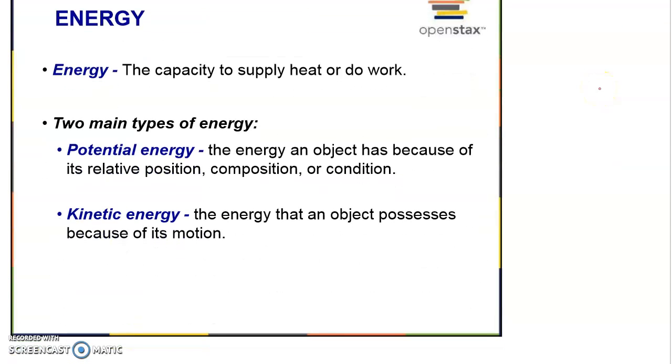Energy is the capacity to supply heat or do work. There are many different types of energies. For example, potential energy, kinetic energy, electric energy, nuclear energy, mechanical energy, and thermal energy. So what you have already seen may be potential energy and kinetic energy. Those are the ones that usually people learn from their beginning science classes.